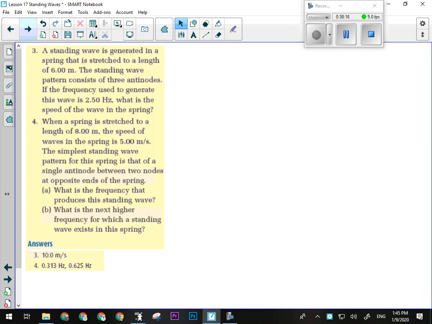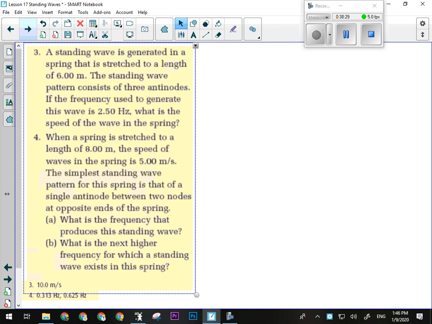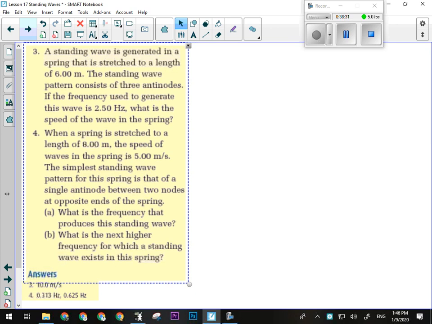I want you guys to try number three here. But this one has to do with a spring. It's not an air column, it has to do with a spring. So my recommendation for starting question number three would be to draw a picture of that spring, so you can get an idea of what your wavelength is. That's one of the things you're going to have to get from your diagram. So I'm going to give you a little bit of time. On three, if you finish number three, then try number four. All right, I'll give you a couple minutes and we'll go through those together.